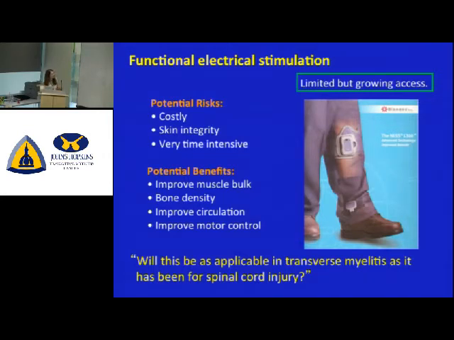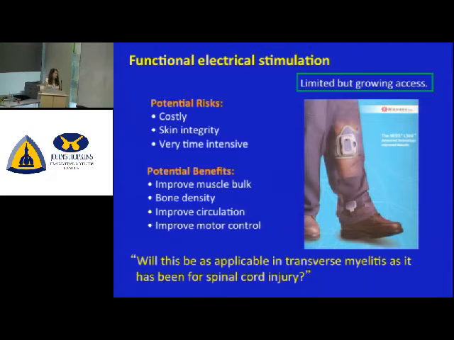So the benefits are you can improve the muscle bulk, which means you don't have atrophy. As you strengthen a muscle, the muscle pulls on the bone, so that improves your bone density. And so for women, this is a really important component. Again, circulation to this area is really important, and it can improve motor control. So it allows you to use the muscle at the right time, not just increasing how strong it is.